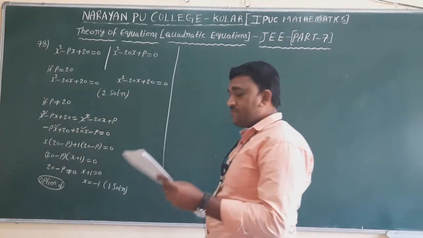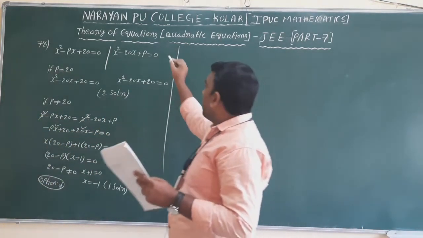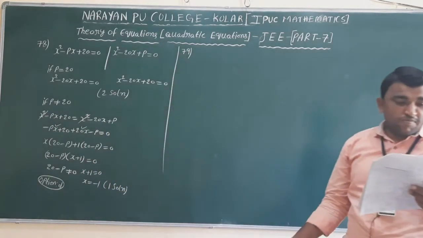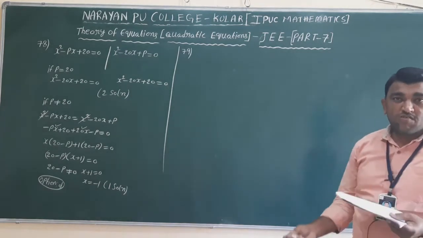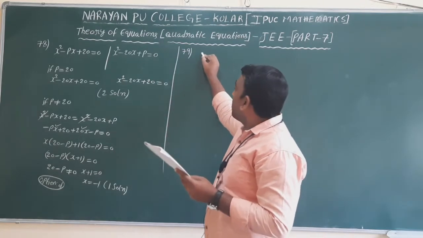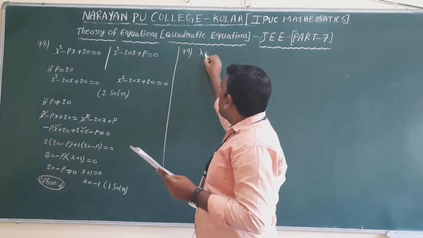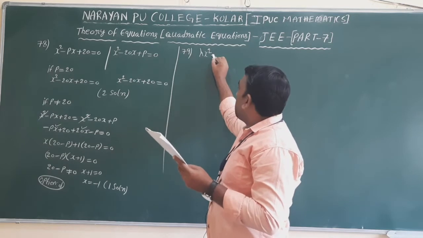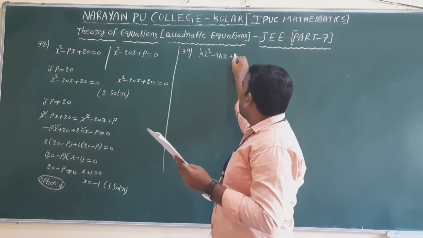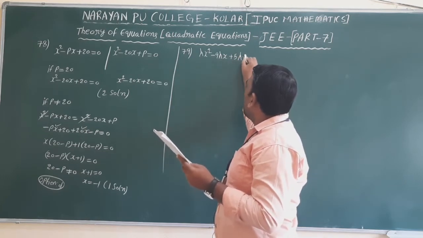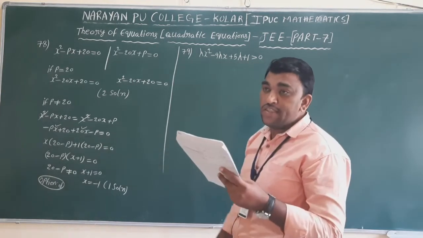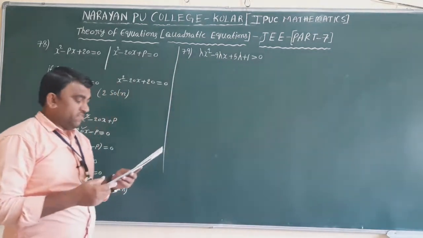And the next question, 79. From the graph of the quadratic functions and the locations of the roots, based on that is this question. 79. For all x belongs to R, if lambda x square minus 9 lambda x plus 5 lambda plus 1 is greater than 0, then lambda lies between what?